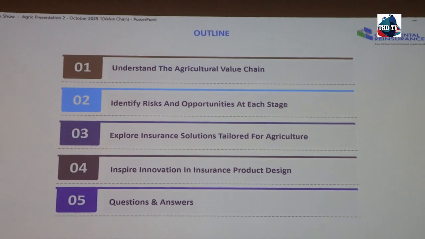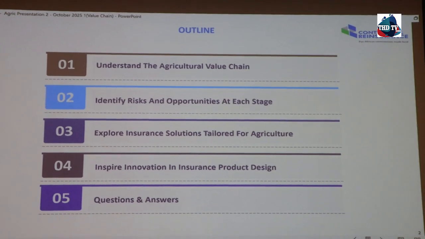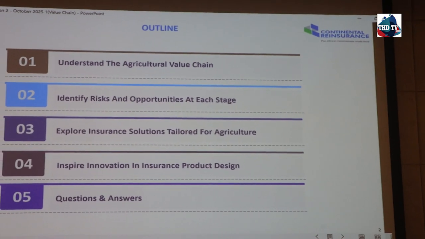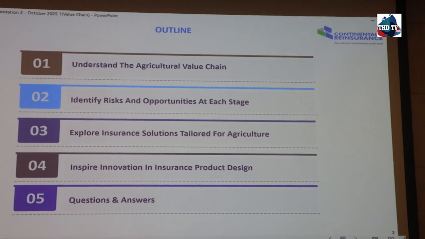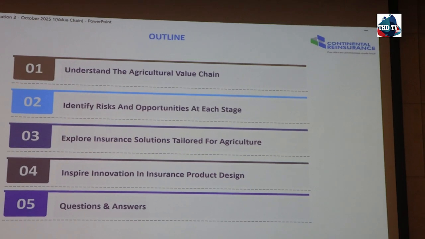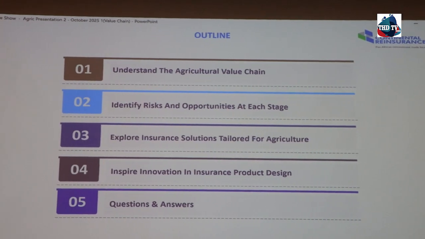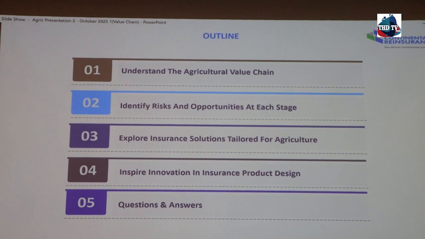We explore insurance solutions tailored for agriculture, and then inspire innovation in insurance product design. There are lots that we'll cover tomorrow. There are emerging products, and we have the conventional, traditional products, but in the light of climate change, there are complaints.